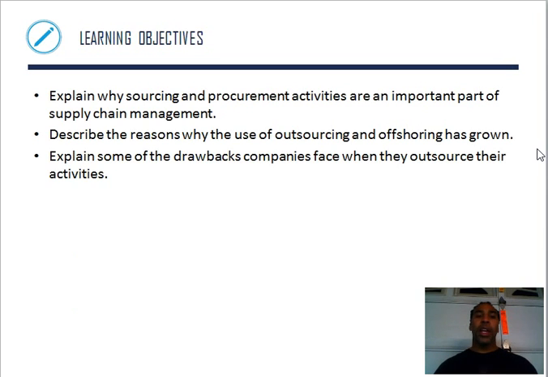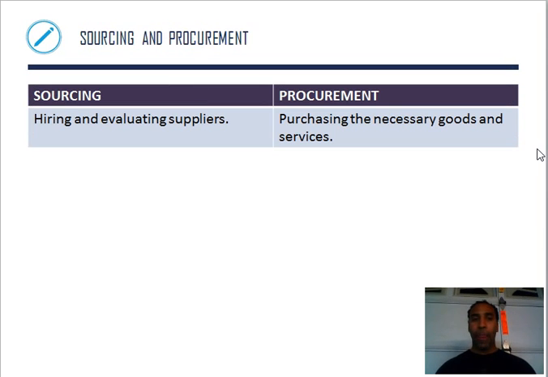Learning objectives. Explain why sourcing and procurement activities are an important part of supply chain management. Describe the reasons why the use of outsourcing and offshoring has grown. Explain some of the drawbacks companies face when they outsource their activities. So we've seen outsourcing, and we've also seen an influx now of insourcing, and there's some videos in the supplemental video section that will kind of explain some of the reasons why.